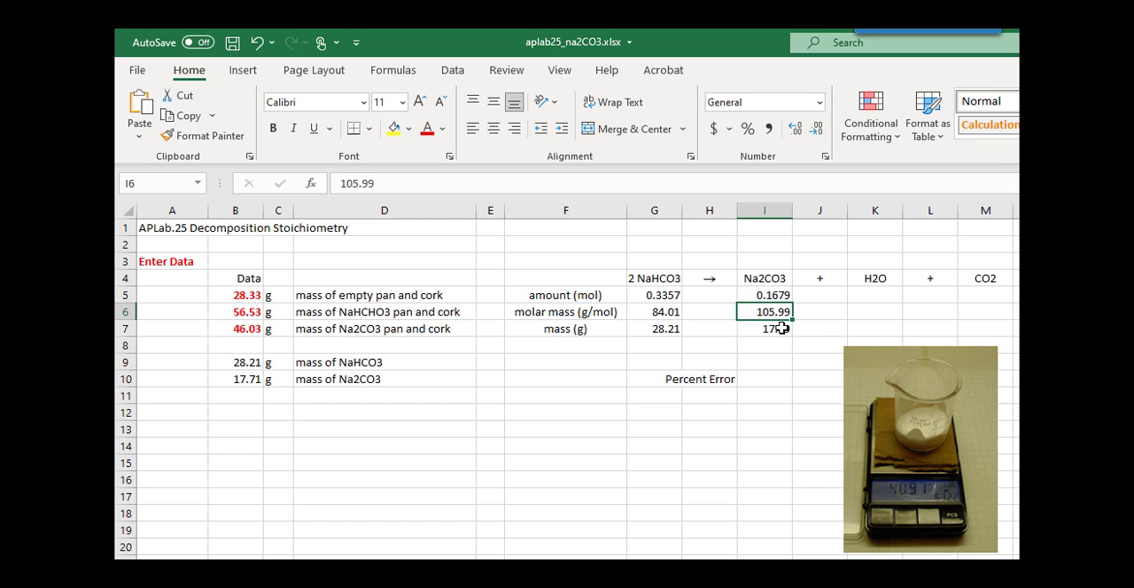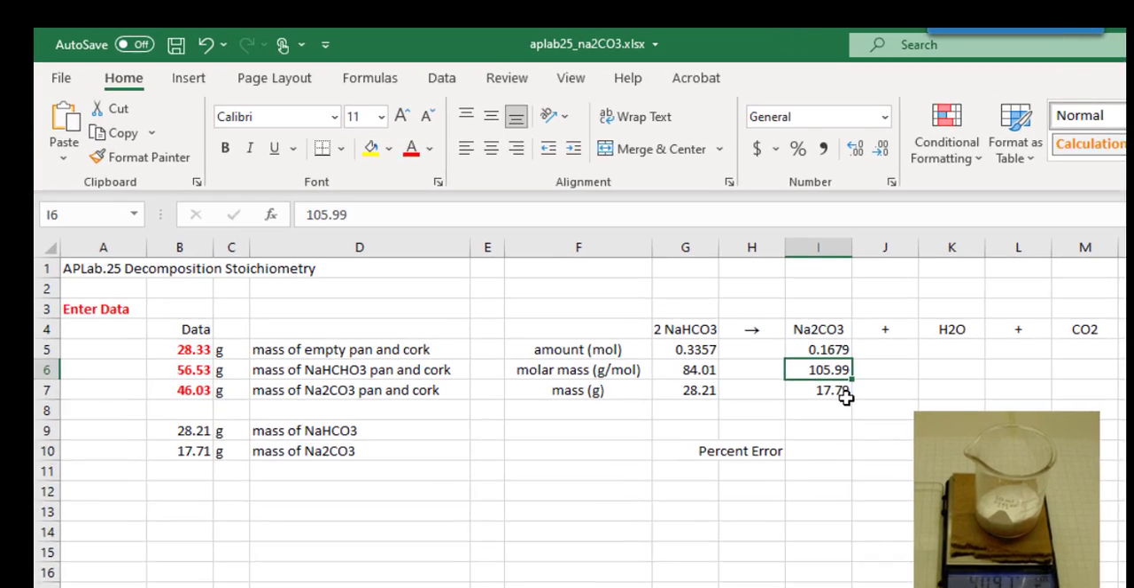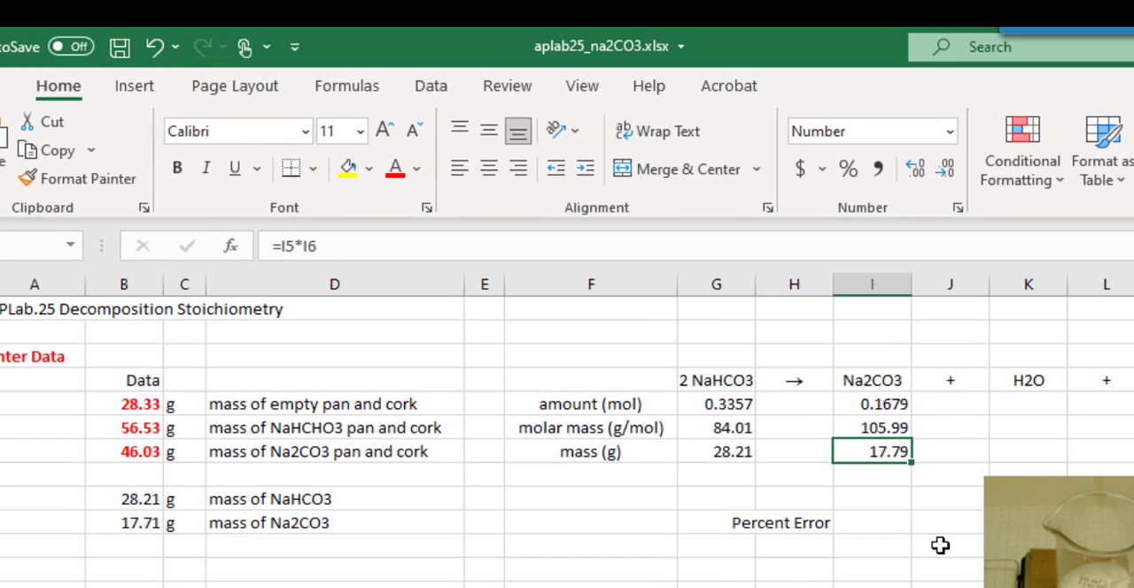Here, I've done the calculation already. Here's the molar mass of the sodium carbonate. 2 sodiums plus 1 carbon plus 3 oxygens, 105.99. And this calculation, you see, I've done it already. I've taken my I5, which was the moles, and multiplied it by the molar mass. If I take moles and multiply it by grams per mole in dimensional analysis, that's my mass of sodium carbonate that I should have produced theoretically.